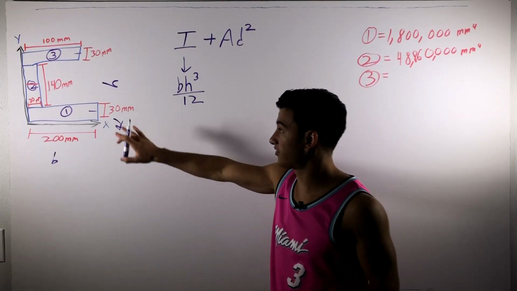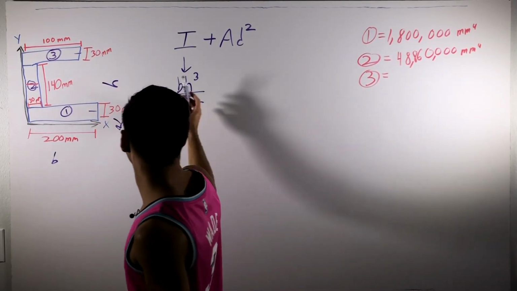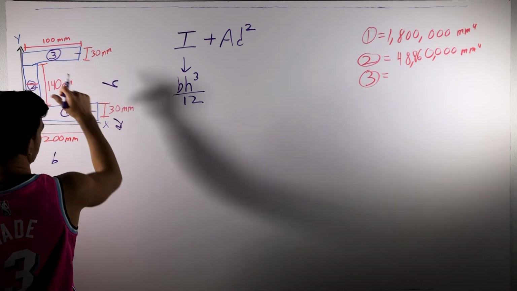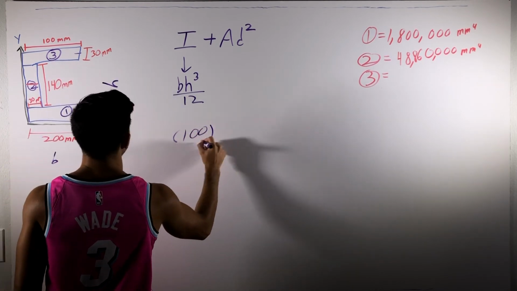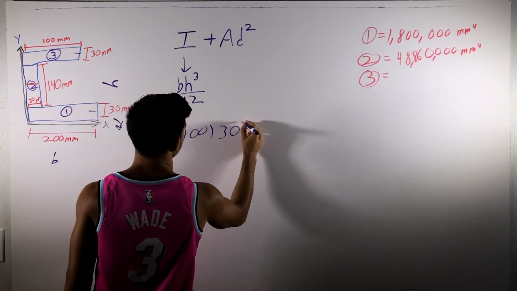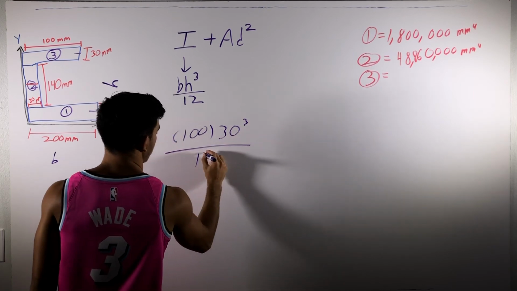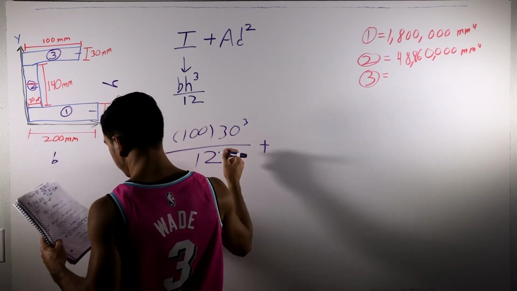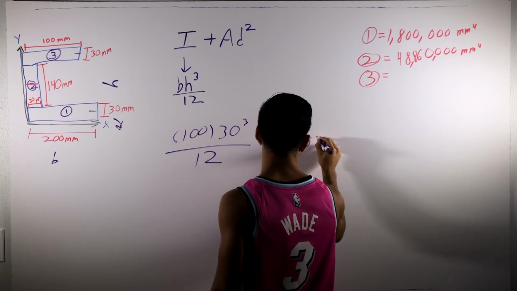So the next and final section is section 3. Again, we're just going to use this equation. The base of section 3 is going to be 100. The height is going to be 30. That's to the third. Put all this over 12. Plus the area of section 3 is going to be 3,000.